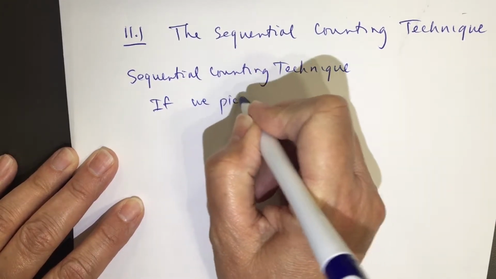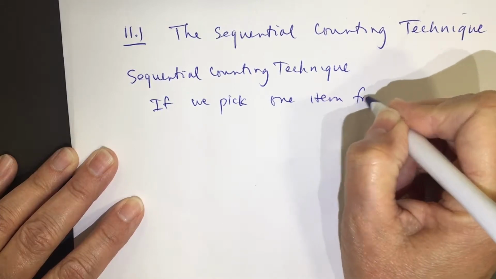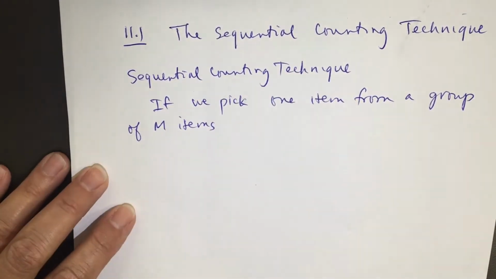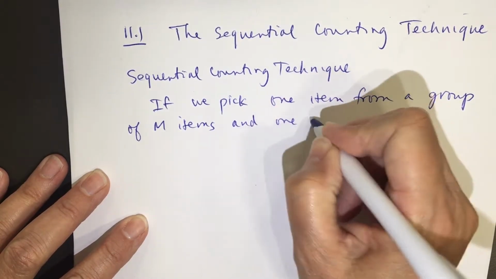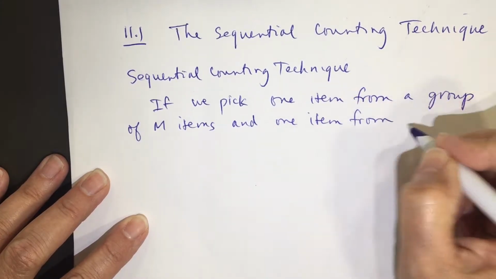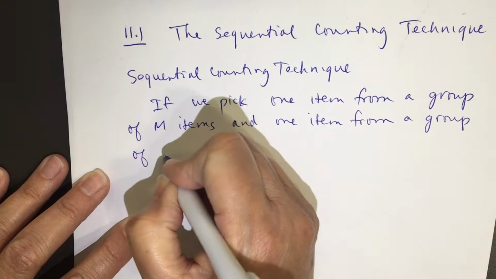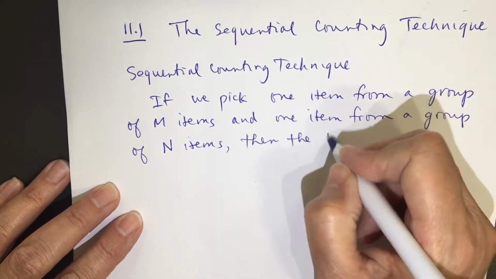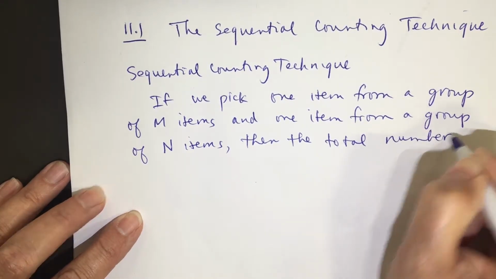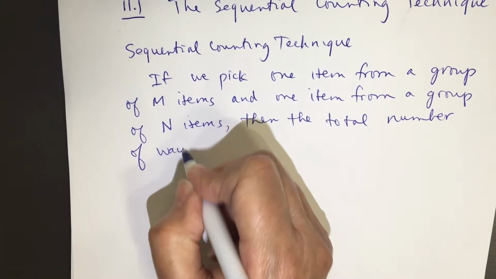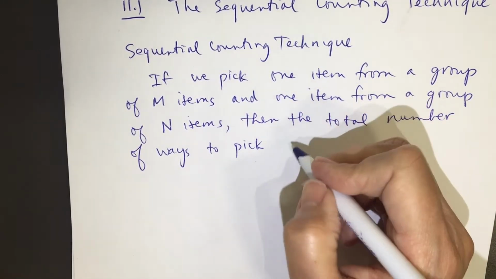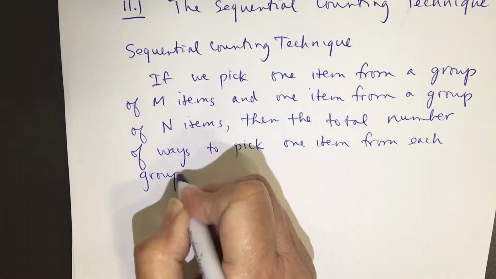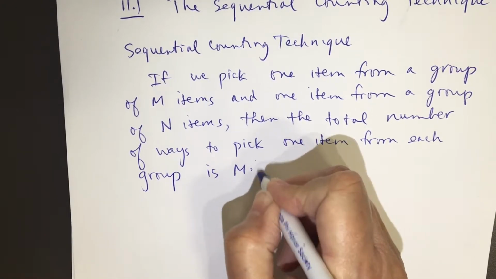If we pick one item from a group of M items and one item from a group of N items, then the total number of ways to pick one item from each group is M times N ways.